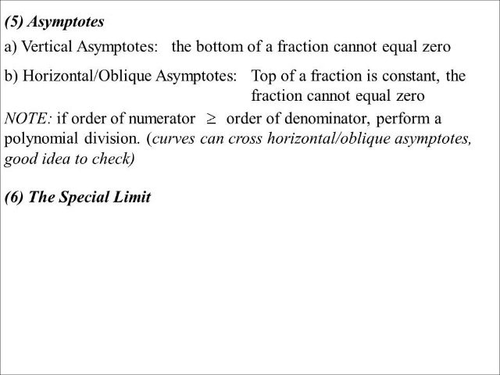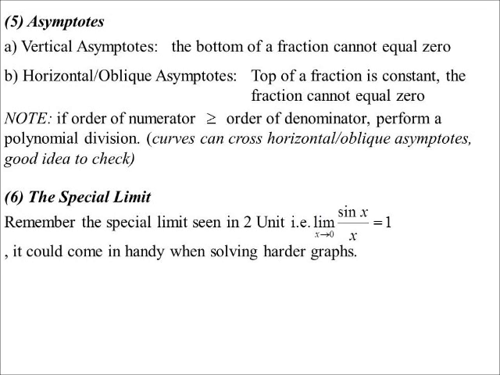The special limit that we looked at is actually a 2-unit limit. Mind you, you usually don't get tested in 2-unit on it, it's more 3-unit. They like to test this idea. But remember, it is sometimes called the small angle idea: the limit as x approaches 0 of sine x on x is 1, that idea.